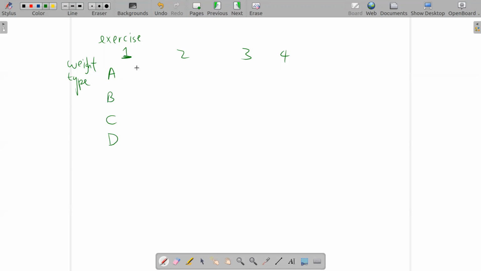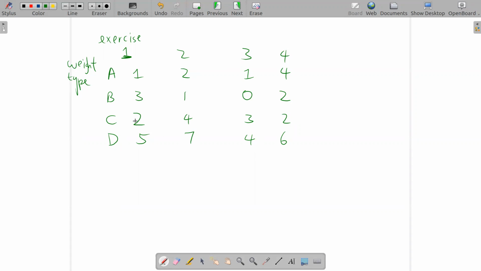Okay, and then for exercise 1, let's say you need 1 of type A, and 2 of this one, and 1 and 4, and then maybe this one you need 3 and 1 and 0 and 2, and maybe for C you need 2, 4, 3 and 2, and maybe this one you need 5, 7, 4 and 6. I'm just randomly making these things up. So exercise 1, you need 1 of type A, 3 of type B, 2 of type C, 5 of type D, and so on.